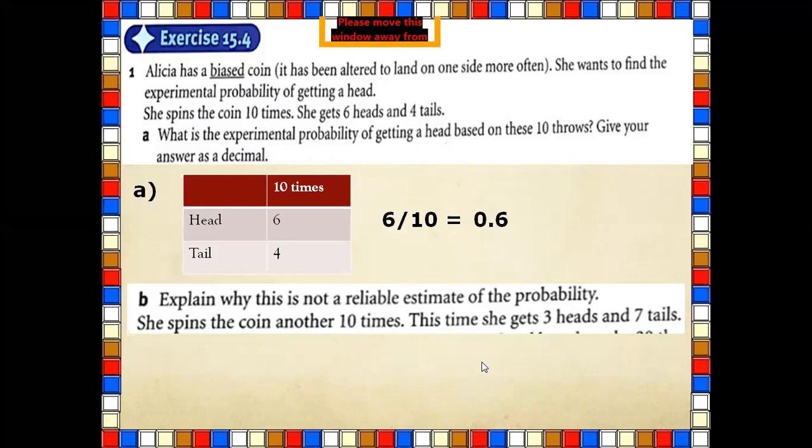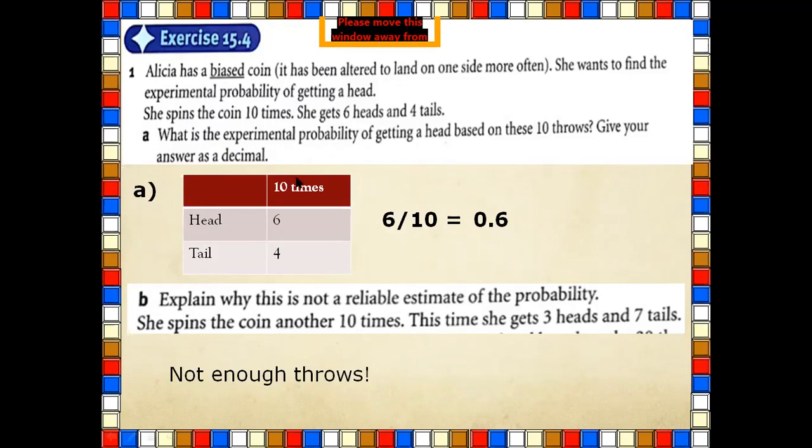Okay. 1 over 2. Probability is 1 over 2, which is half, 0.5. Is half close to 0.6? No, 0.6 is more than the half. Yes, it's more. They're not so close to each other. One digit is making a big difference when you compare. So why this is not a reliable estimate, you can say because the coin is a biased coin. Maybe she did the experiment only 10 times and that's not enough to tell if it's reliable or not.